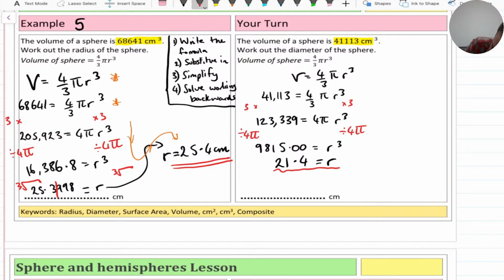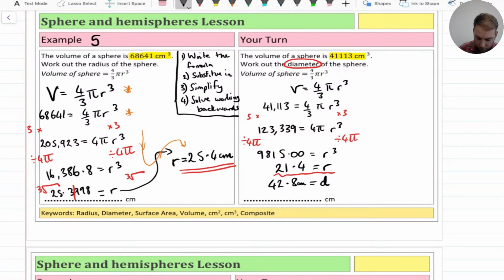But the question is actually asking for the diameter. Now I probably should have said this right at the start. So we've worked out the radius, but we actually want the diameter. So to find the diameter, I need to double this one. So times it by 2. So my diameter is equal to 21.4 times by 2, which is equal to 42.8 centimeters.